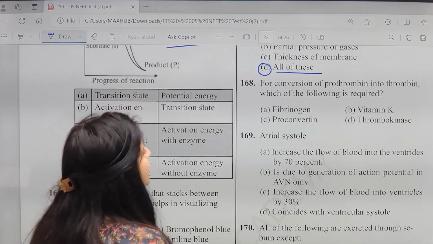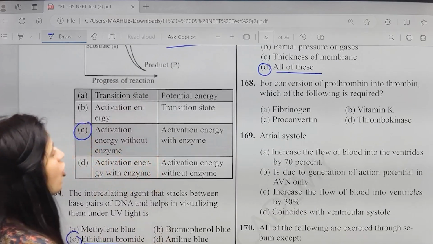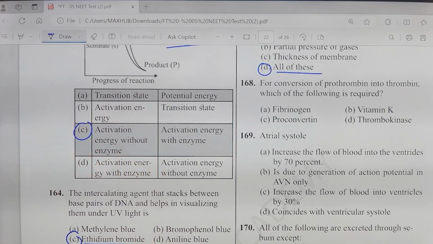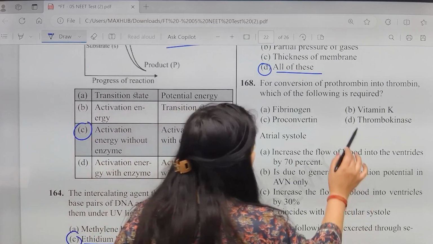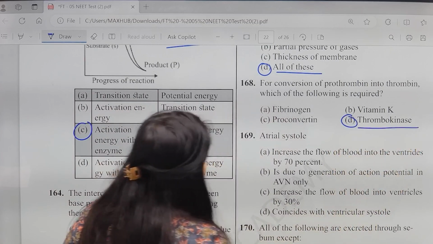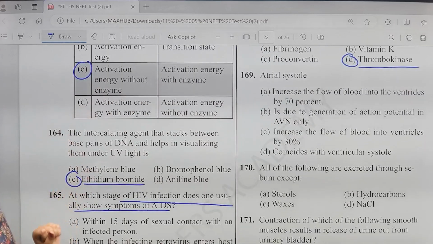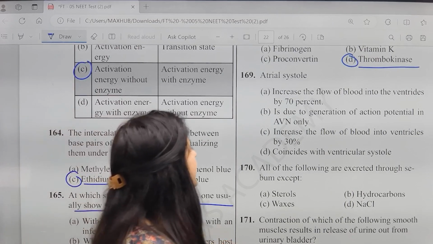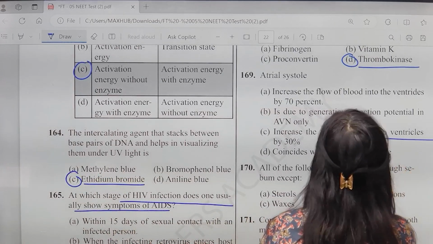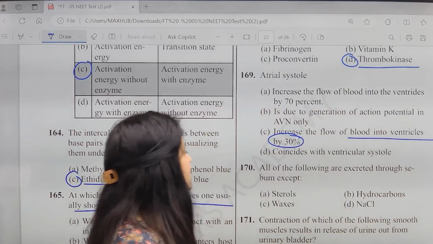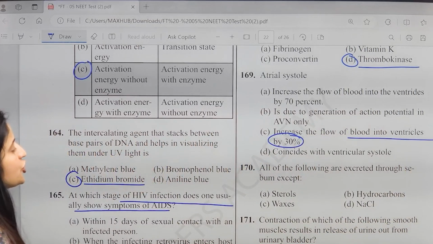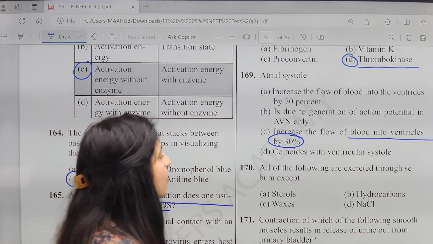Next is, for conversion of prothrombin into thrombin, which of the following is required? The enzyme required is thrombokinase. Next is, what is atrial systole? The atrial systole means the contraction in the atrium, and it increases the flow of blood into the ventricles by how much? By 30%.